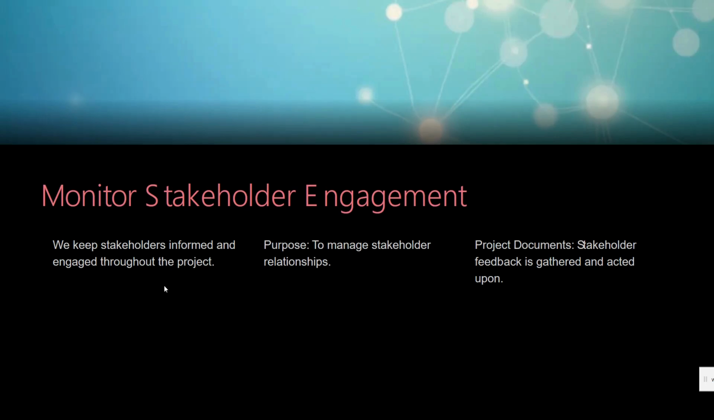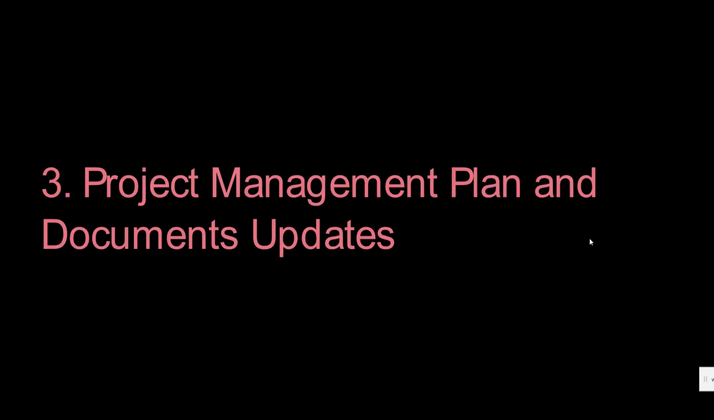Okay, so the purpose we have next is to manage stakeholder relationships. This process ensures stakeholder engagement is being managed and adjusted as necessary. Okay, so project documents: stakeholder feedback is gathered and acted upon. The stakeholder engagement plan and feedback reports help guide the process for monitoring stakeholder engagement. Okay, so next we have the project management plan and document updates.